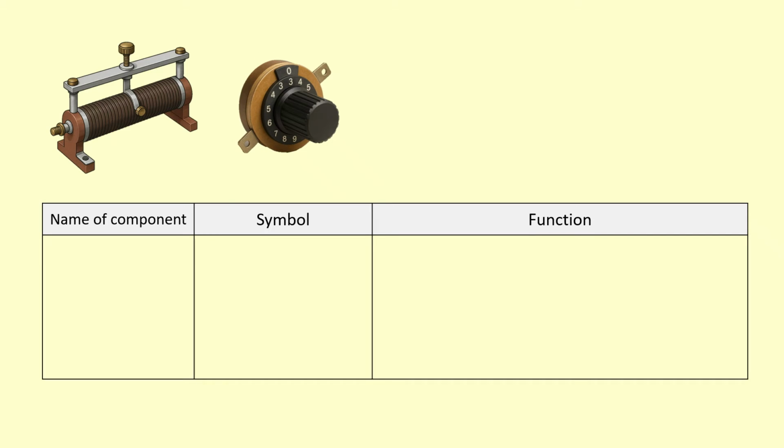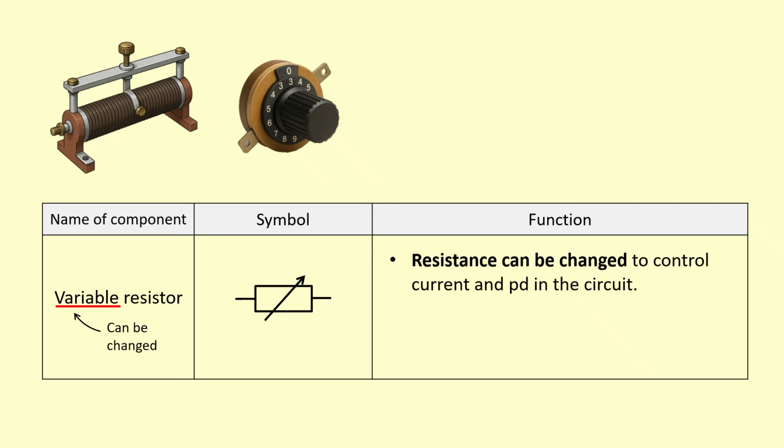Here are a few representations of variable resistors. Now they come in many different shapes and sizes. We represent them using a symbol which is just a rectangle, just like the resistor, except now it's got an arrow going through it to show that you can change the resistance. So the word variable obviously means you can change it. As you can guess, this is a resistor whose resistance can be changed. So this means we can control the current and potential difference in the circuit using these.